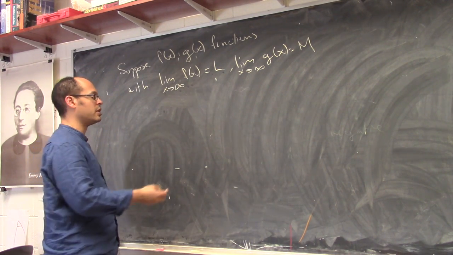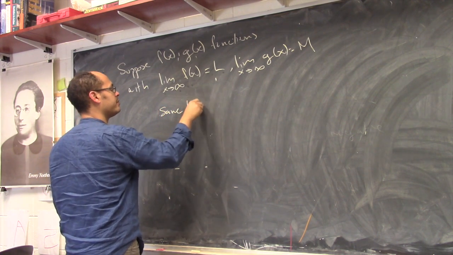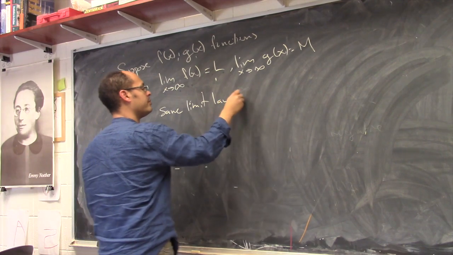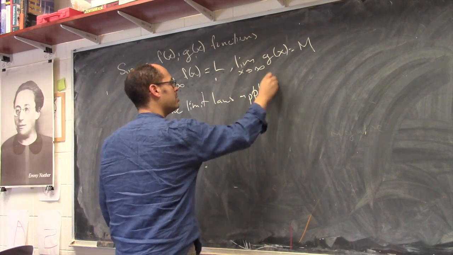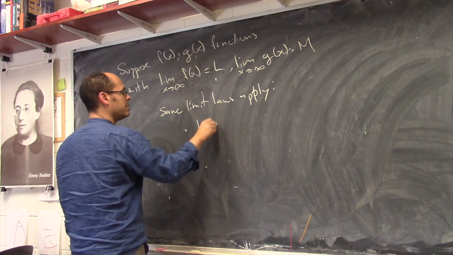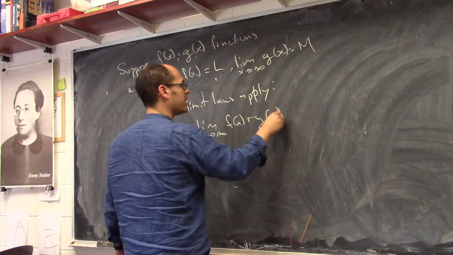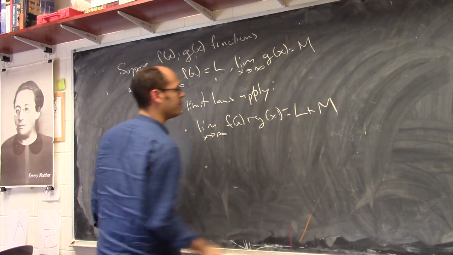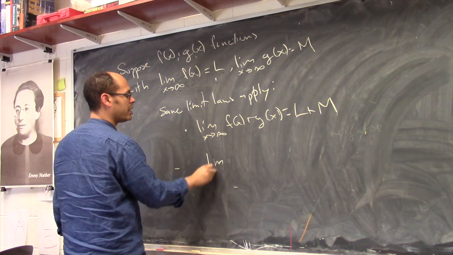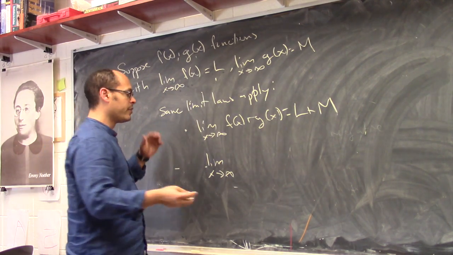I'll just write a couple for demonstration. So I'll just say same limit laws apply. So for example, in particular, we have the limit as x approaches infinity of f of x plus g of x is going to be the sum of the two limits. The limit of a product is the product of the limits. The limit of a difference is the difference of the limits.